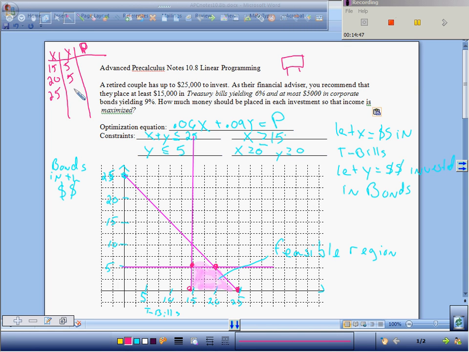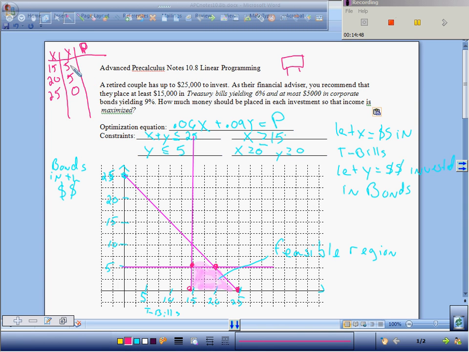So don't automatically assume that one of the points is better than the other, because if bonds had a really high return, right? If you're looking at this, where's corporate bonds? If bonds yield like 20% or something, you would probably want to put all your money in there. You see what I'm saying? Okay, so don't assume that this is not the best point or that this is not the best point. You really have to plug in all three of those points.